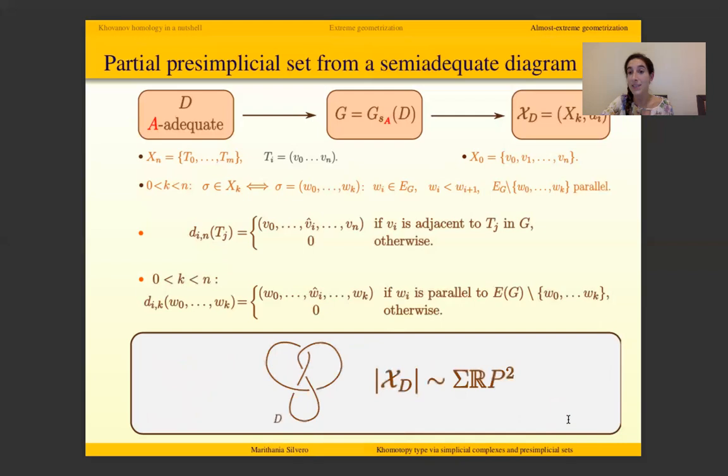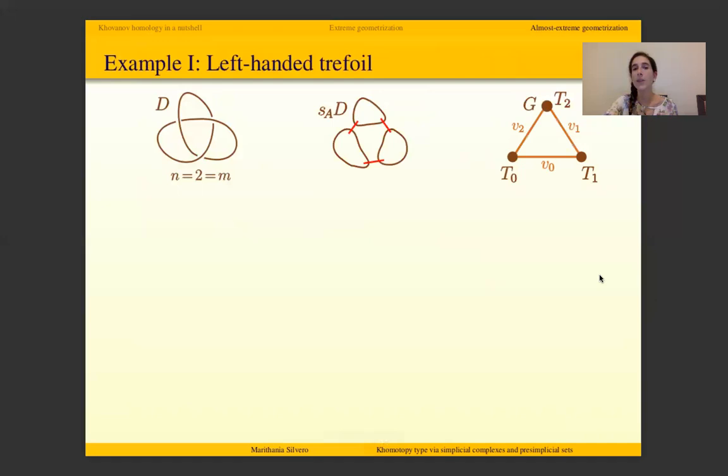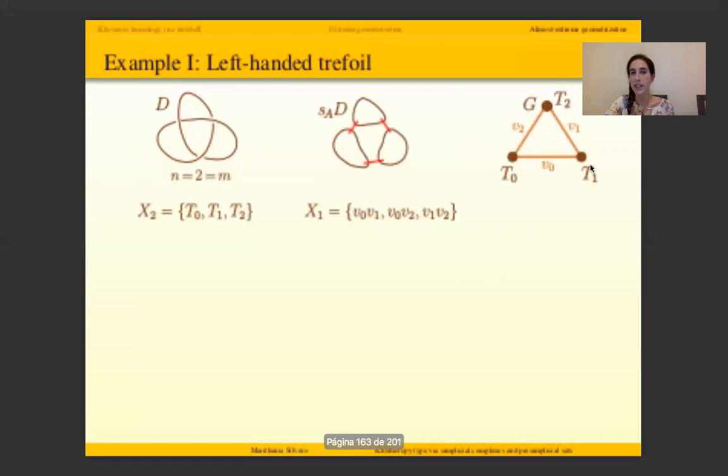So now let me show you two very easy examples, the left-handed trefoil and the right-handed trefoil. And you will see that what you get are like the most extreme cases that you can get. So in the case of the left-handed trefoil, if we smooth everything following an A label, we get something like this, three circles connected that way. So the corresponding graph is a triangle. So here you have no parallel edges. So X2 is T0, T1, T2, one element corresponding to each vertex.